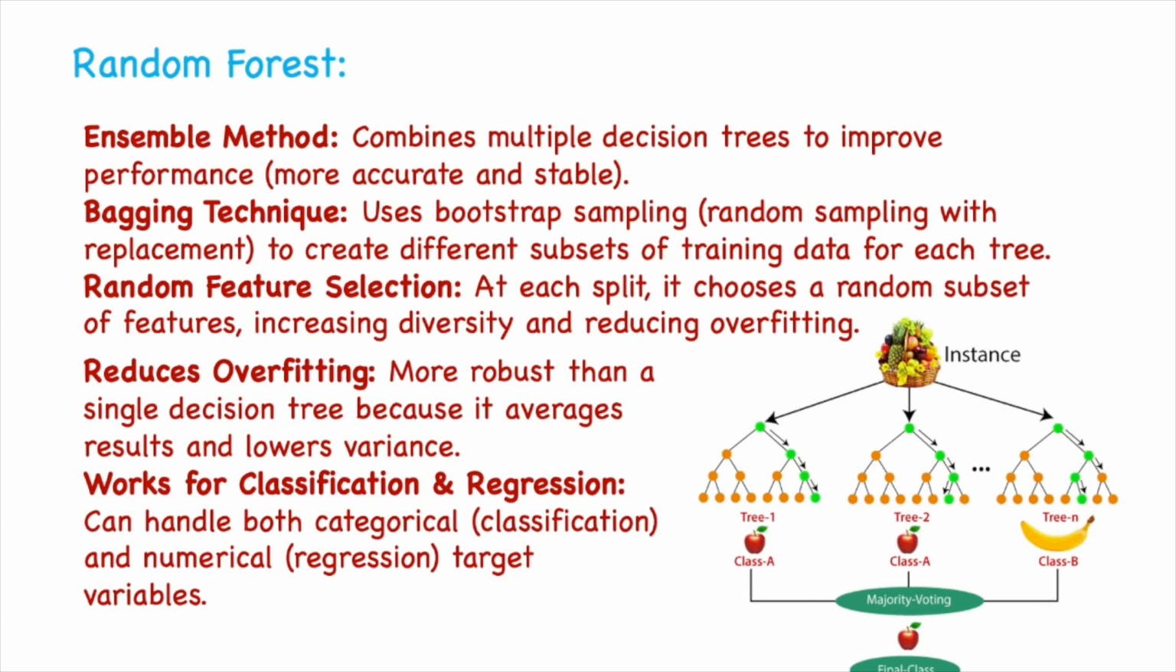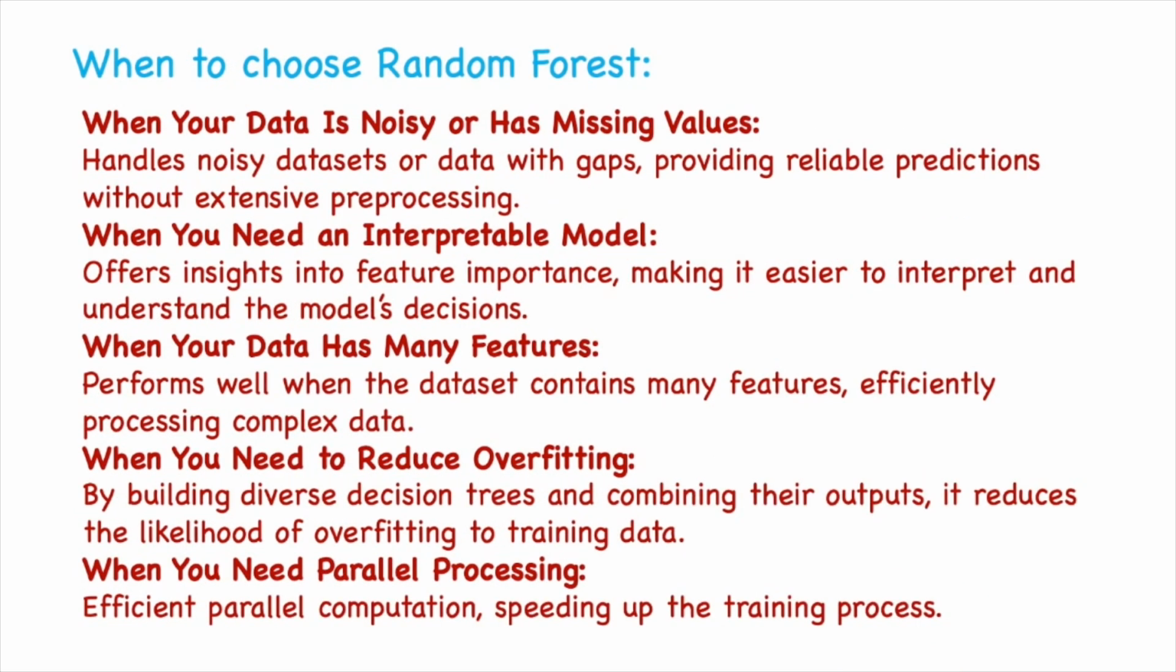Now let's see when we can choose the random forest algorithm. Random forest algorithm works very well when the data is too noisy and has missing values. We will choose random forest when we need an interpretable model. Random forest algorithm offers insights on feature importance, making it easier to interpret and understand the model's decisions. We will choose random forest algorithm when the data has many features. Random forest algorithm effectively processes complex data.